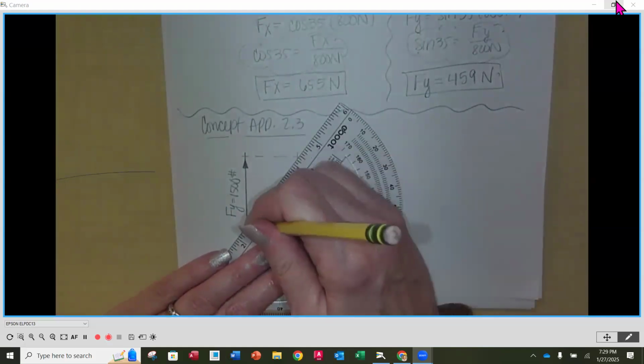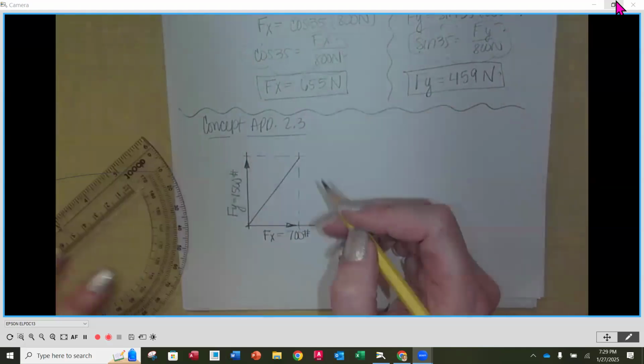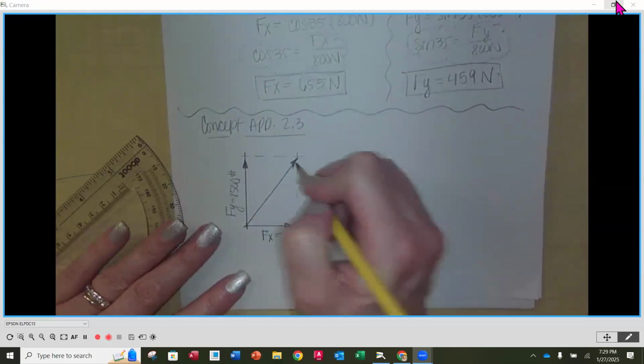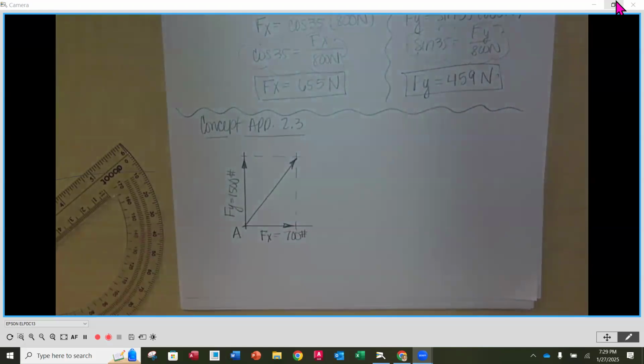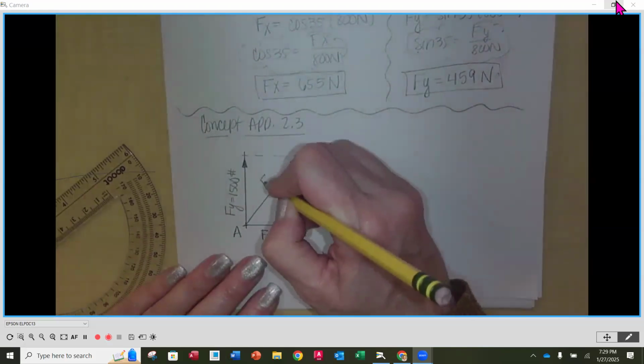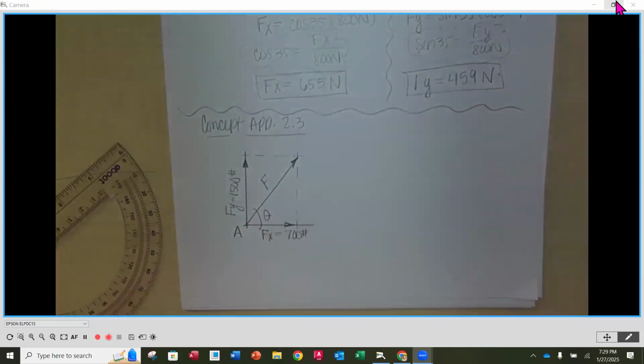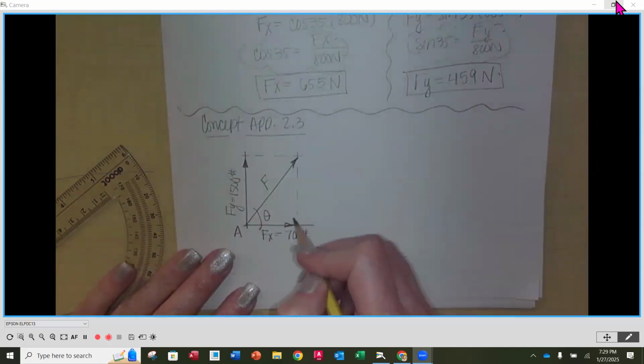Again, I like a straight edge just because I like a straight edge. You don't have to use the straight edge if you don't want. And then we want to find our F and theta. I'll give you guys a chance to write that out. How are we going to find the hypotenuse of our right triangle? Jesse, what do you got?